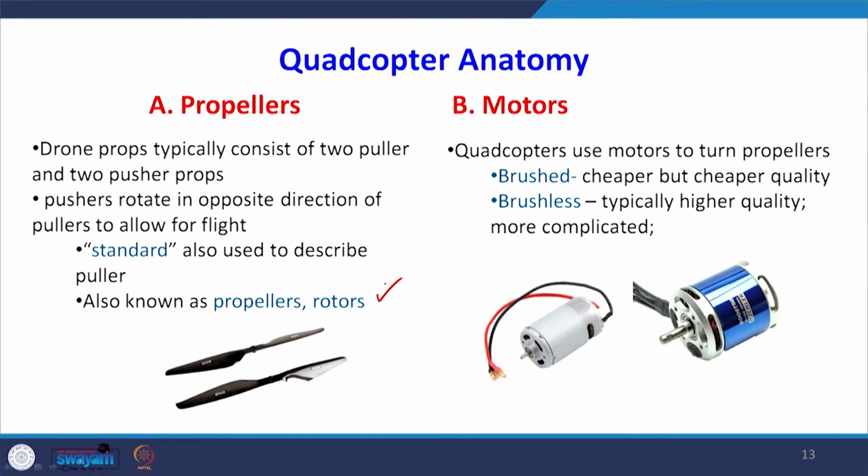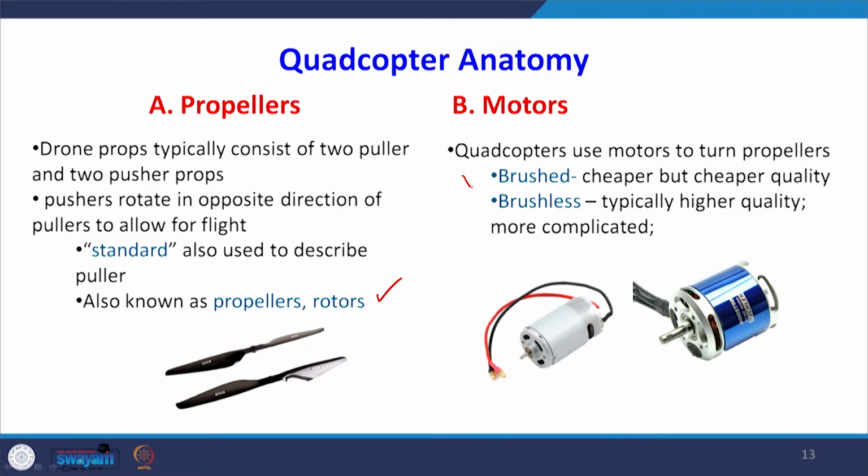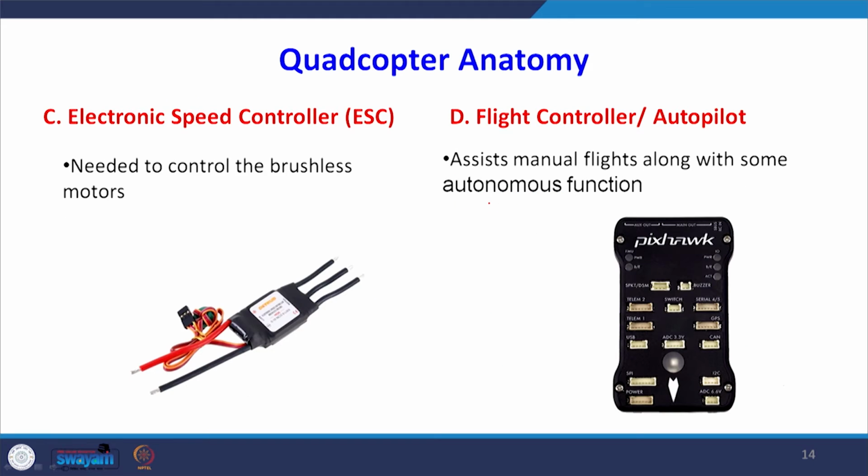Then the motor systems. These quadcopters are supported by a motor, and the role of this motor is to move these propellers. We have the brushed kind of motor system and the brushless kind of motor system. So two kinds of motors are available. In modern ones, it is the brushless kind.